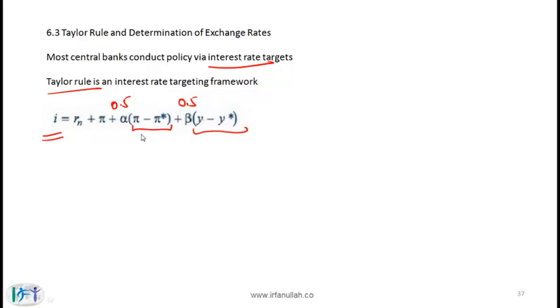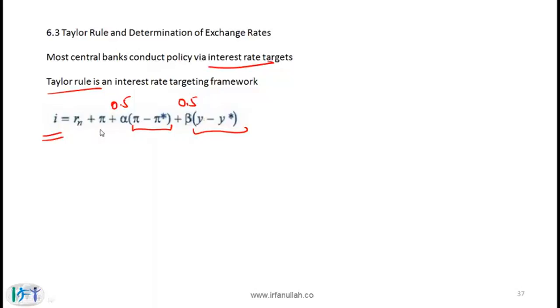So imagine scenario 1 where the economy is in equilibrium and the current inflation rate is equal to the target inflation rate, and the output is equal to potential GDP. So the economy is stable and at equilibrium. In that case, the interest rate set by the central bank is simply the current neutral real interest rate plus the inflation.